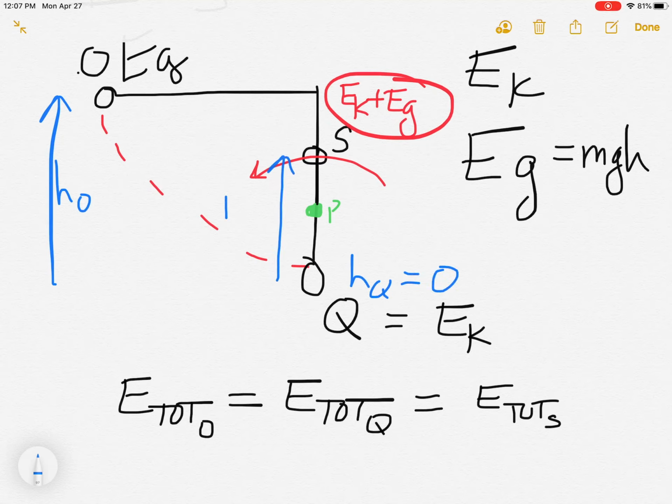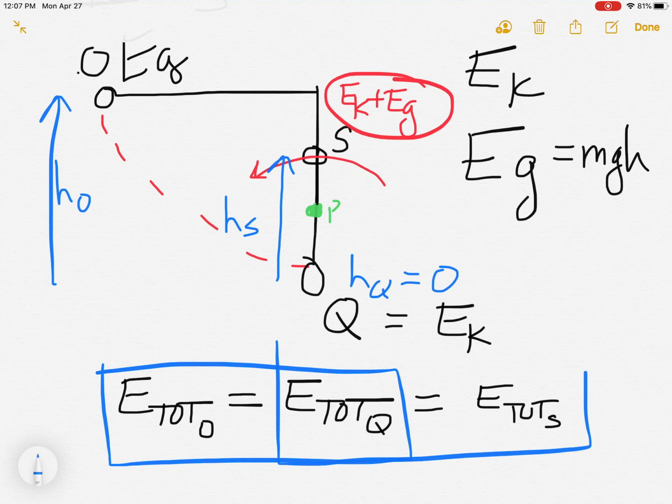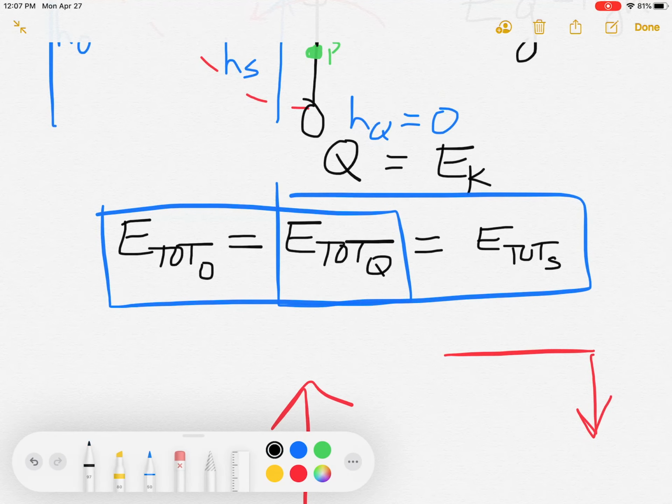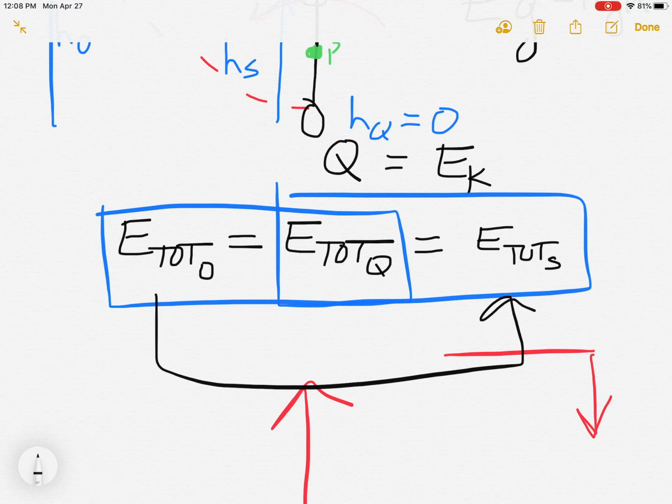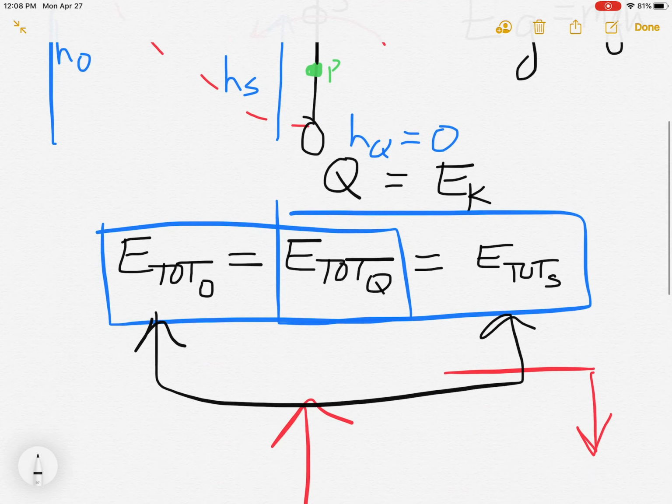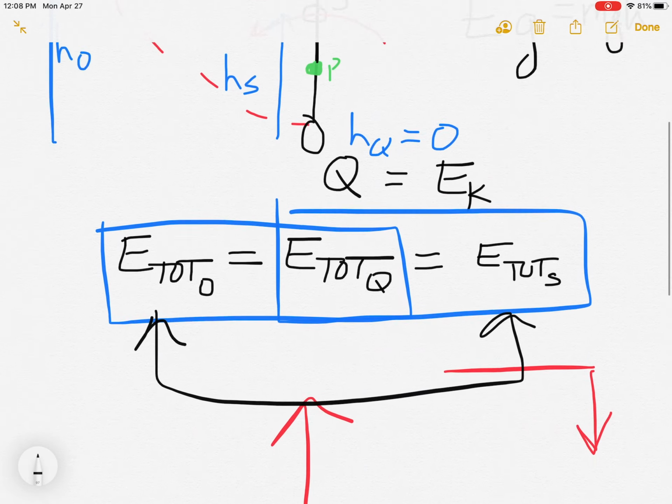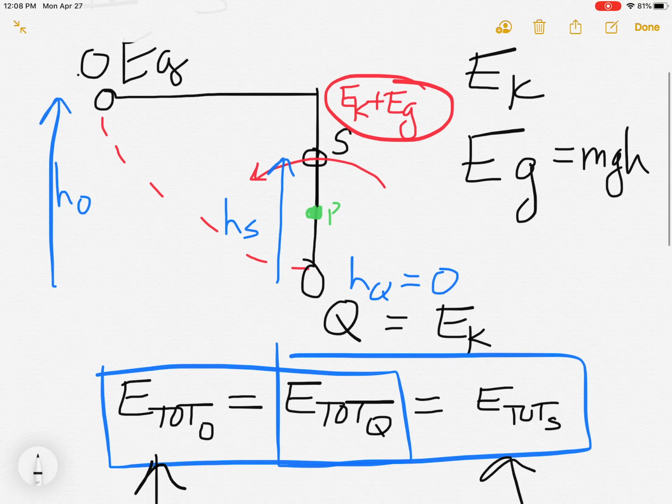So what you need to figure out then is, what is this initial height here, h_O? The height at Q is obviously 0, and then what's this height here at S? And you can do that because you have some numbers there. You know the total length of the string. You know how far the peg is away from the top, so you can figure out those h's. And then you can use these equations. Now you might start with this one, and then you might use this one after, or you might choose to use this one and this one, right? They're all equal, so you can have E total O equals E total Q, you can have E total Q equals E total S, or you can even have E total O equals E total S.